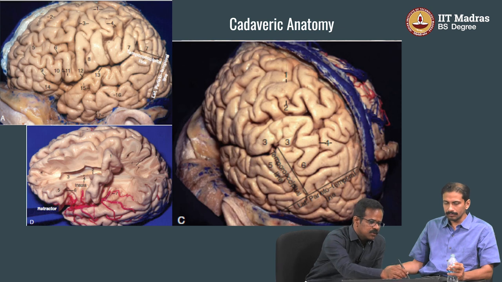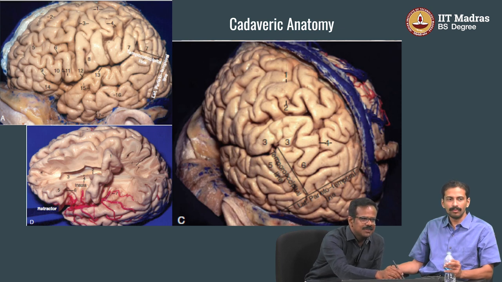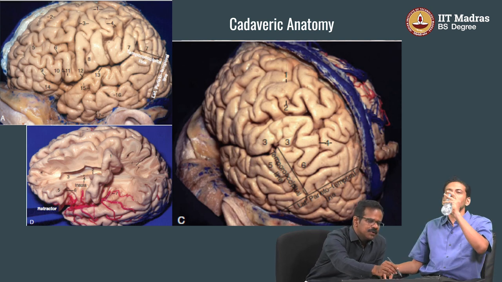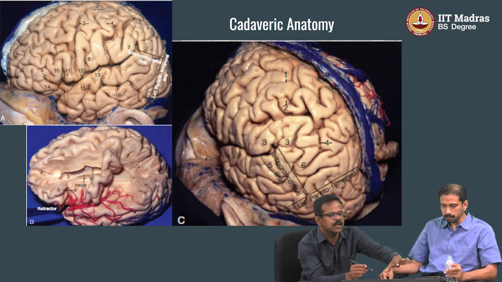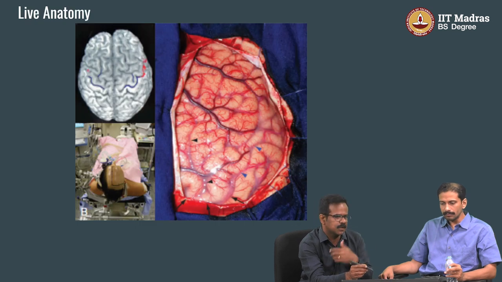And you can see what is red in this. You can guess. What are the red structures? Arteries, correct. These are the vessels. So how do you convert this into cross-sectional images? How will this brain look in a cross-sectional image? That is all what we are trained about.